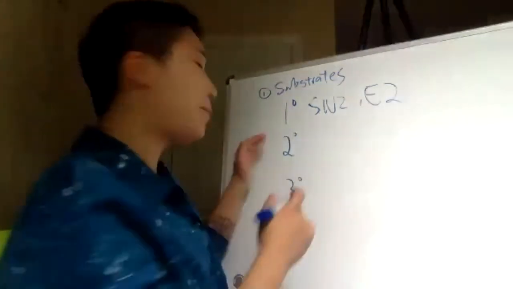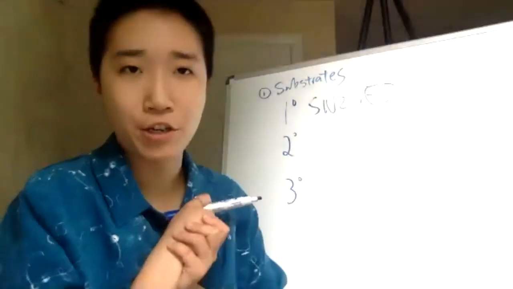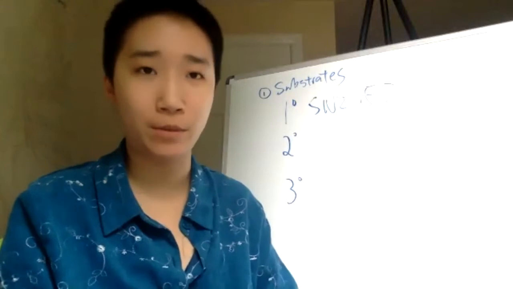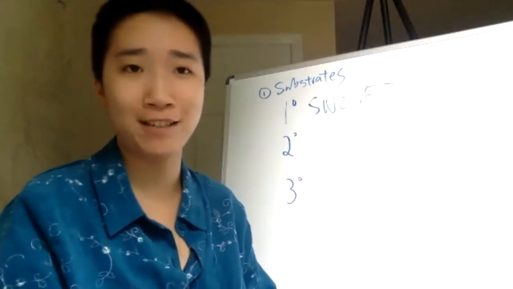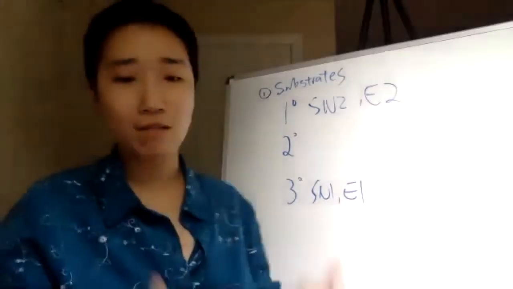Okay, good. So what about, I'm going to leave the secondary for later, because that's the murky water part. How about tertiary? What kind of reactions would prefer to happen for tertiary carbocations or just tertiary carbon centers? SN1 and E1. Okay, sounds good.